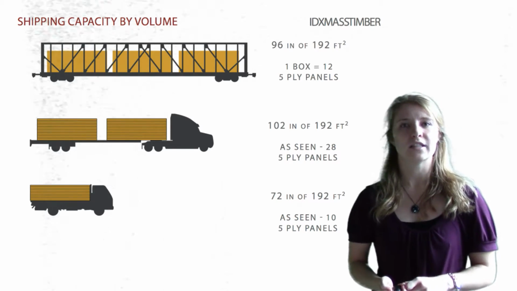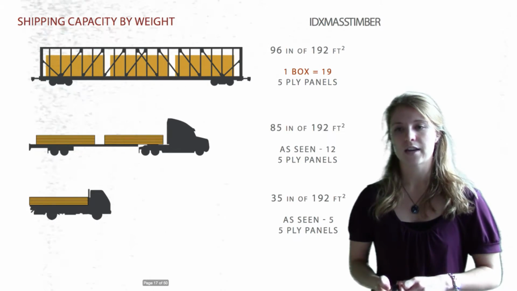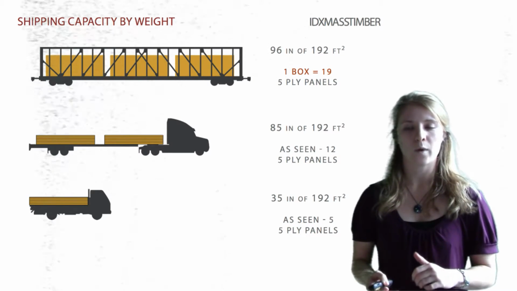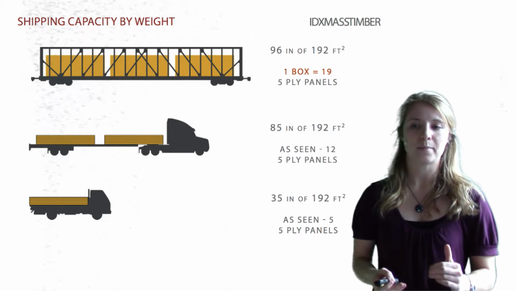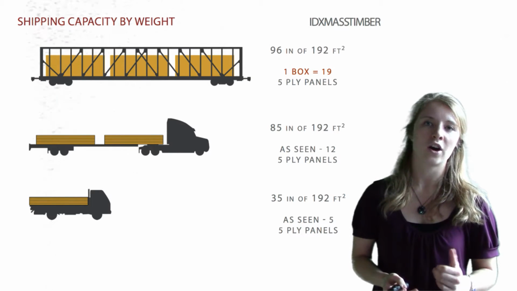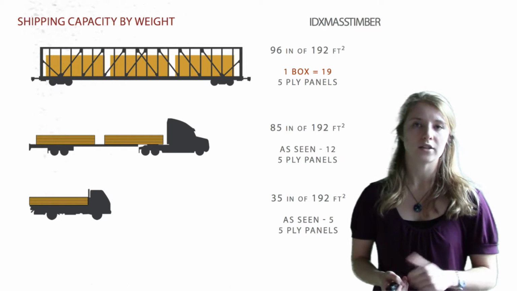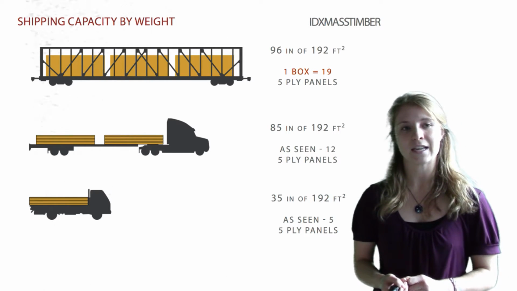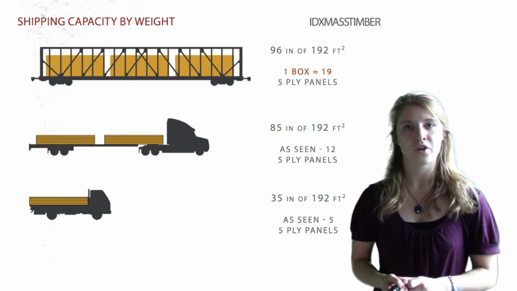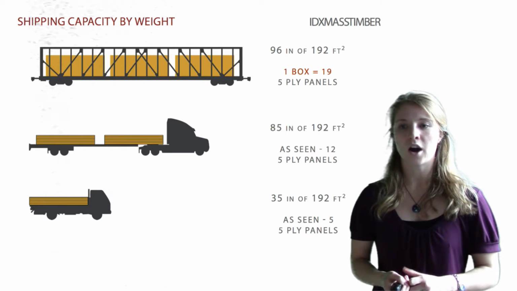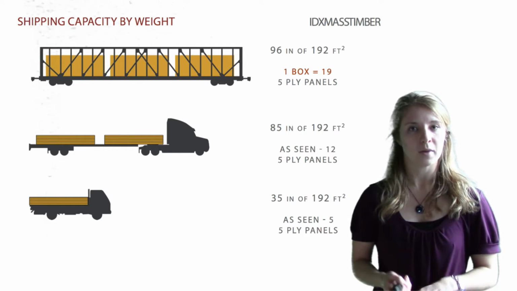It too is going to be limited by height. But volume doesn't necessarily answer the whole story for us. And when we take a look at shipping capacity by weight, we can see right away in this image that the panels supported by the trucks have gone down. The rail center beam up here has gone up to 1 box in that rail is now equal to 19 panels, which is greater than the 12 we saw in the last image, which means our rail is actually limited by volume and not weight.